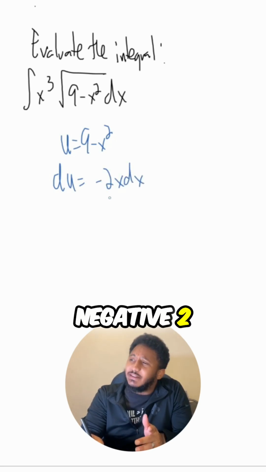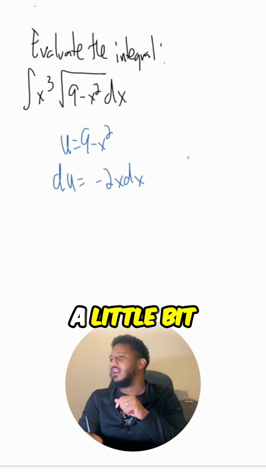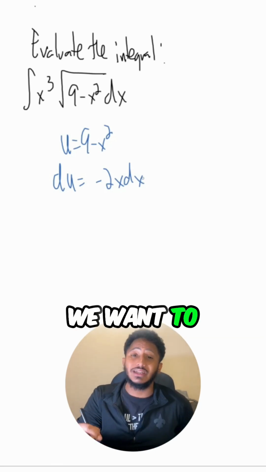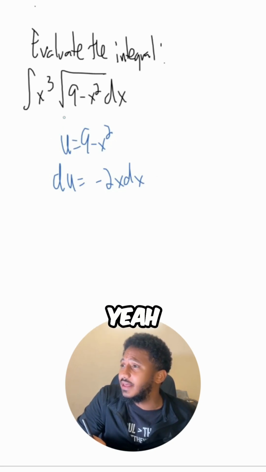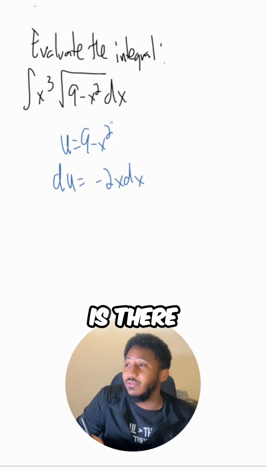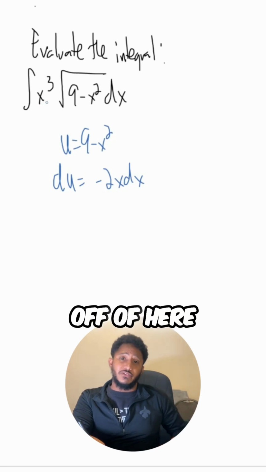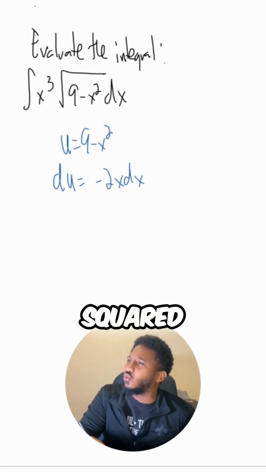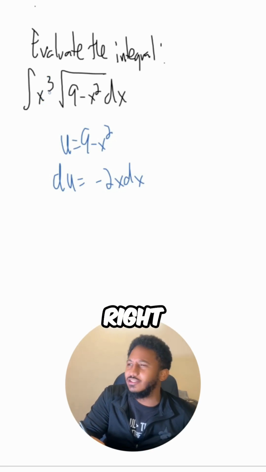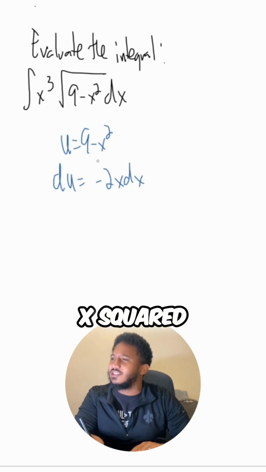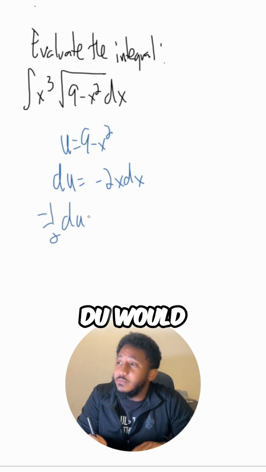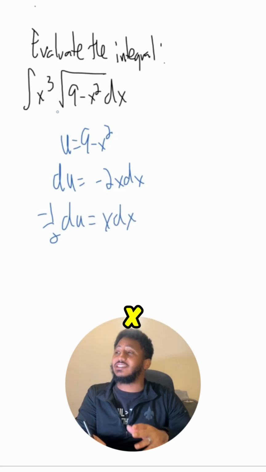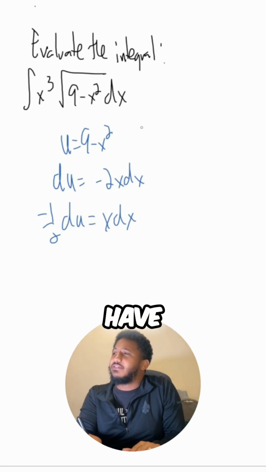So the negative 2 part we can kind of manufacture a little bit, but the x dx part we want to see if that's in the actual integrand. Well, yeah, the dx of course is there, right? But then the x, we can kind of pull off an x off of here. Okay, now the x squared we kind of have to deal with separately, right? So then we have u equals 9 minus x squared. Du is negative 2x dx. That would give us negative half du would be x dx. But then the x squared that's left over, we kind of have to manufacture.